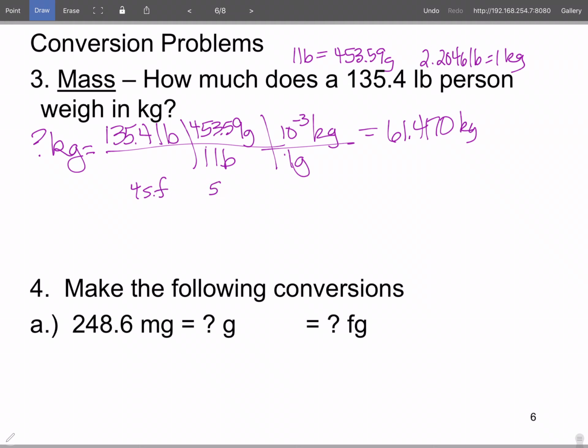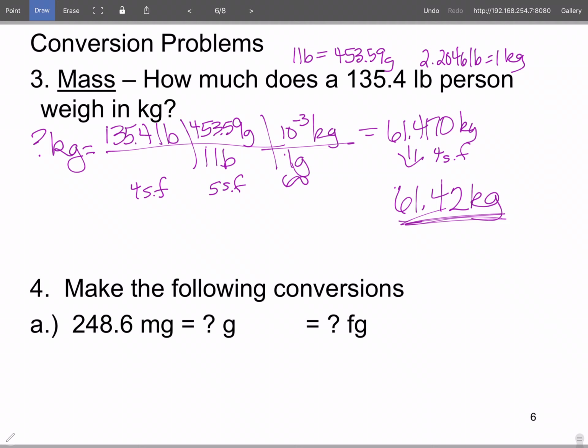We have 5 significant figures. We have infinitely many because it's metric. So we would report this as 4 significant figures. So it's 61.42 kilograms. Okay. Now, I'm not sure why this one has truncated, but that's fine.